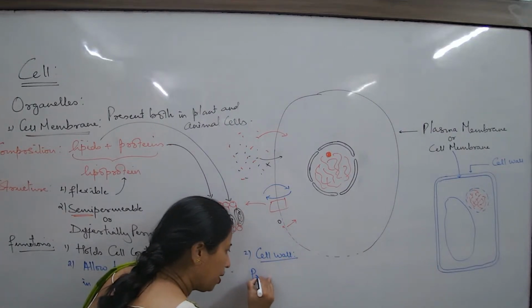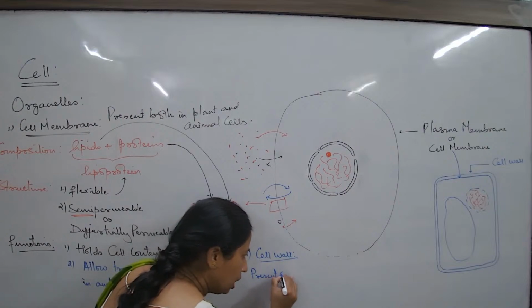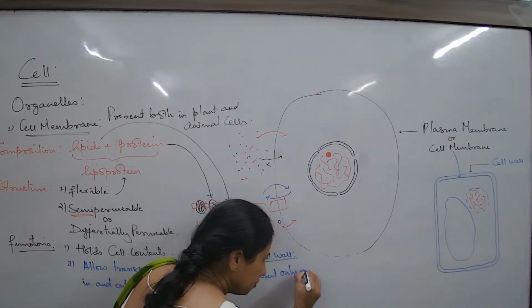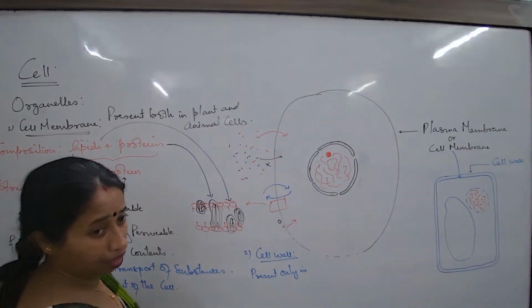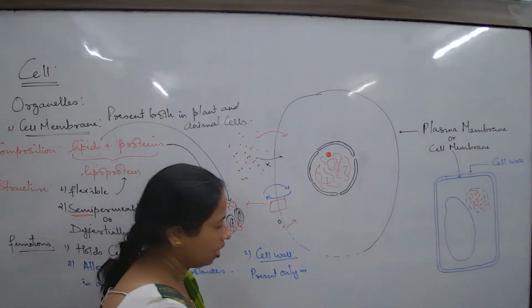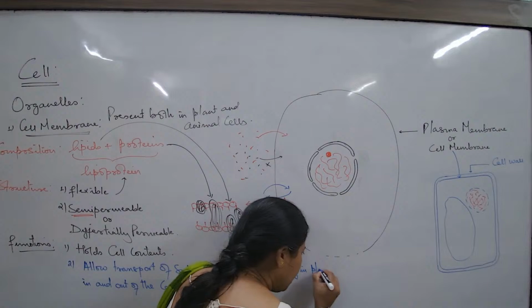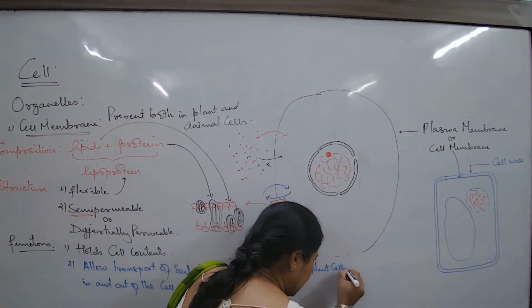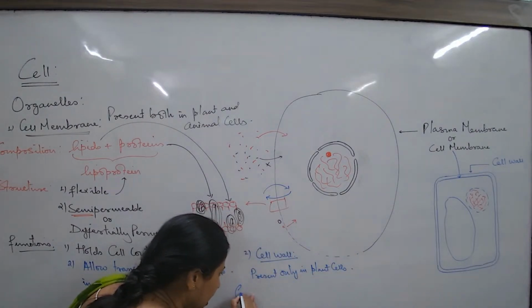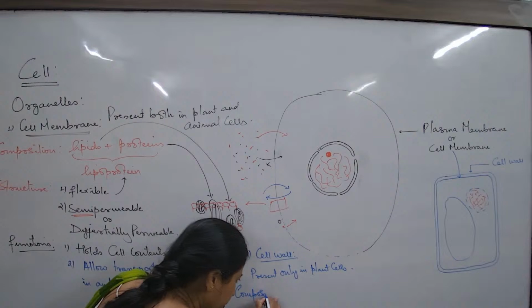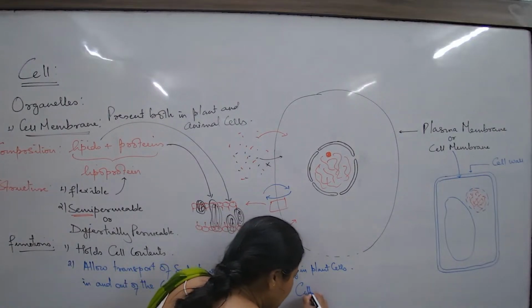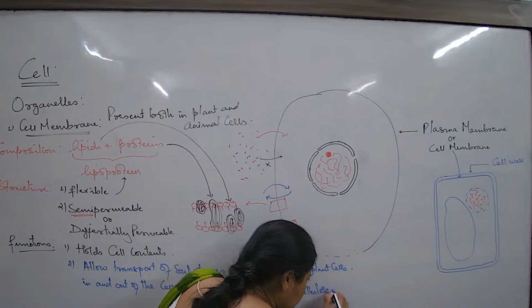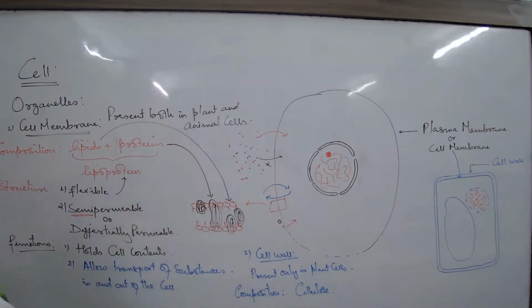Where is the cell wall present? The cell wall is present only in plant cells. Composition, just like the cell membrane: what is the composition? The composition of the cell wall is cellulose. What is cellulose? Did you ever come across this word, cellulose?